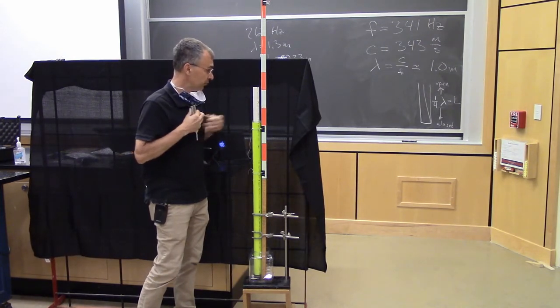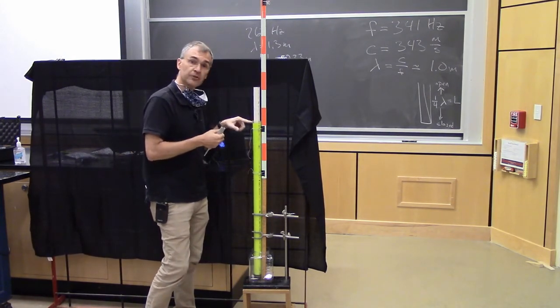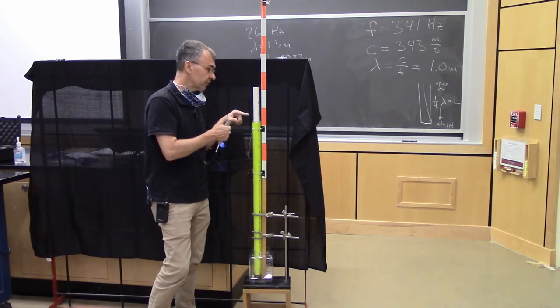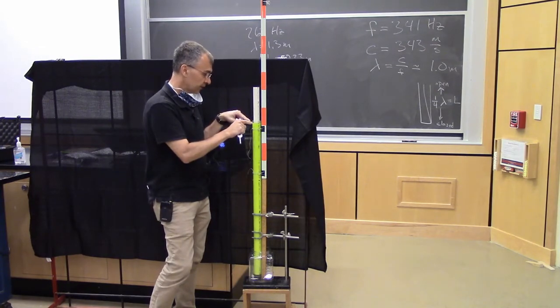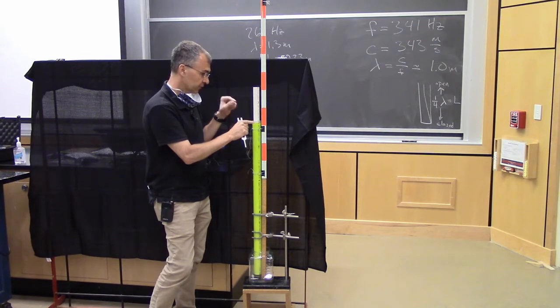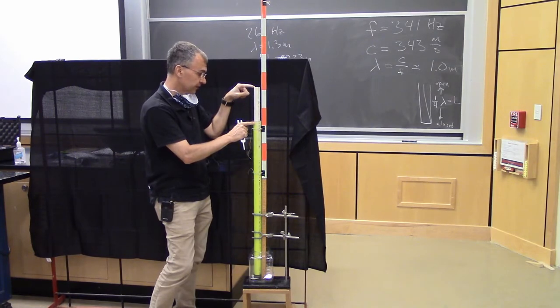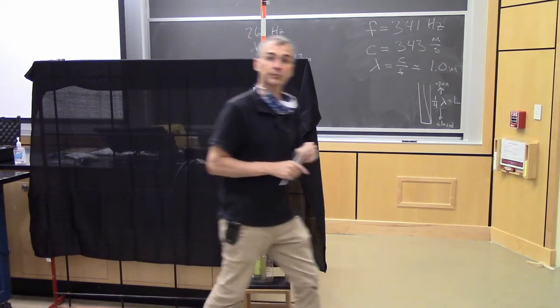When you have a pipe which is open at one end and closed at the other, then the fundamental frequency, the lowest frequency you can get, is where the wave has a minimum here and a maximum here. So that's a quarter of a wave fitting in the length. And I think I drew this on the board over here.